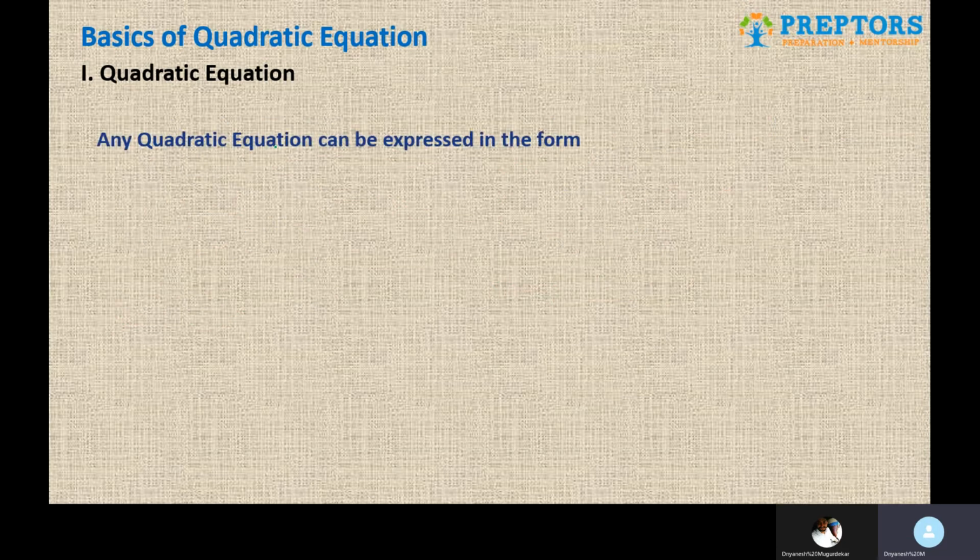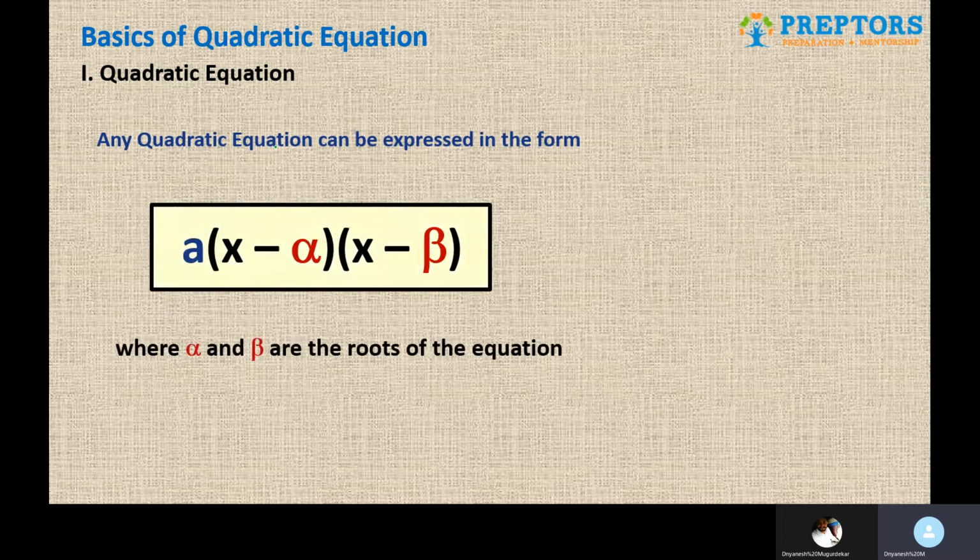Moving on, the next part is that any quadratic equation can be further expressed in the factorized form, which can be a into x minus alpha into x minus beta. We call this the factorized form, where alpha and beta are defined as the roots of the quadratic equation. Alpha and beta are the roots of the quadratic equation.